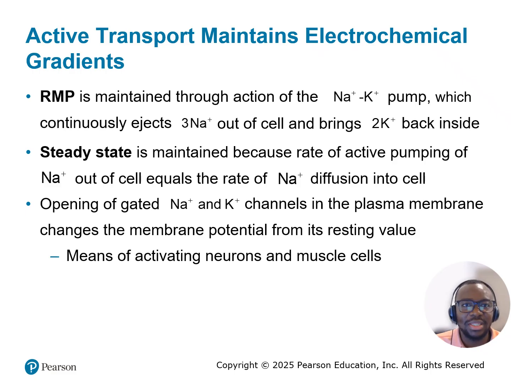Active transport processes maintain the membrane potential to keep it in a steady state. This requires that the rate of active transport of sodium ions out of the cell is equal to and dependent on the rate of sodium diffusion into the cell. The sodium-potassium pump actively pumps 3 sodium ions out of the cell and pumps back 2 potassium ions into the cell. The sodium-potassium pump maintains both the concentration of ions and charge distribution across the membrane. This makes up the electrochemical gradient across the membrane.